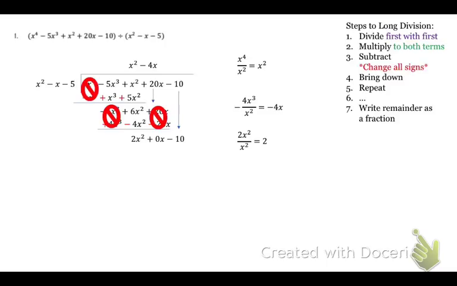Now again, we're just going to repeat, and we're going to divide first with first. So 2x squared divided by x squared is 2. Multiply, so 2 times x squared is 2x squared. 2 times negative x is negative 2x. 2 times negative 5 is negative 10. Subtract, change those signs. Those cancel. I'm left with 2x. There's nothing left to bring down.